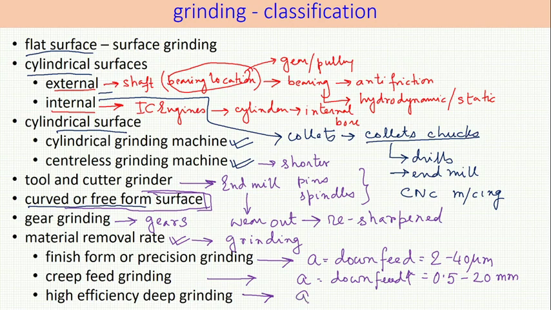In high efficiency deep grinding also, your down feed is much larger than precision grinding. It is around 0.1 or 0.2 to around 5 millimeter. Another thing in high efficiency deep grinding is that speed is much higher. In precision grinding also, grinding speed can be higher, but it need not be higher all the time.